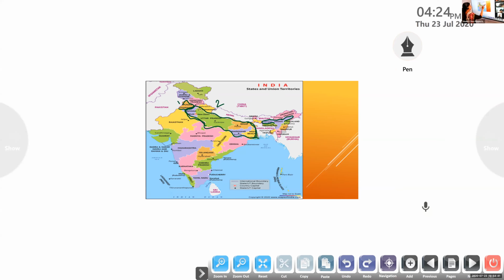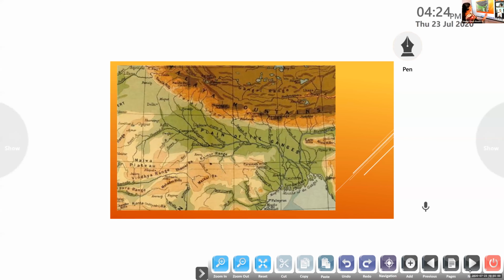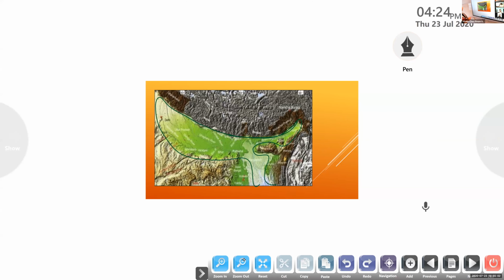Enlarged picture is there. First one I showed you, right? It's Assam, this part. Third one, Brahmaputra plain. This is Brahmaputra plain. The enlarged picture is this one. Is it clear? Then three plains, it's clear, thorough. Shall I move to the next topic?